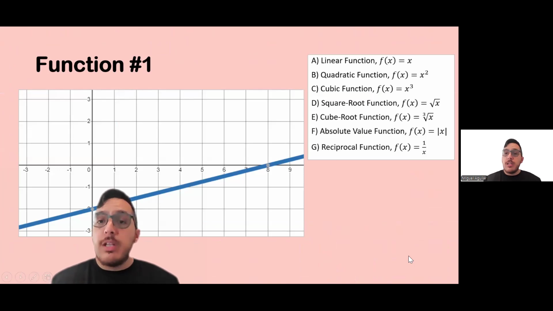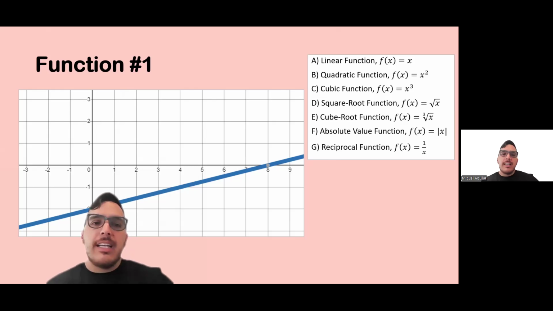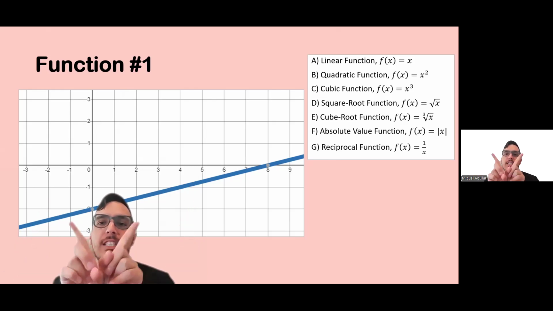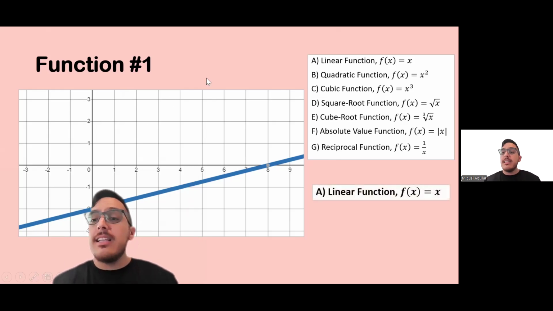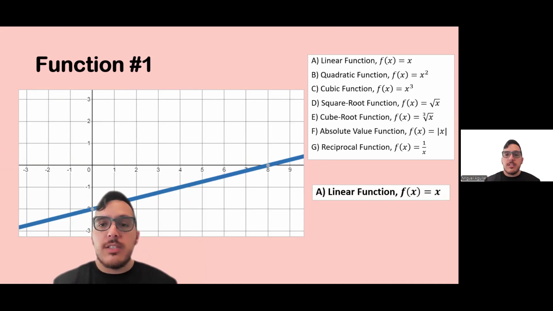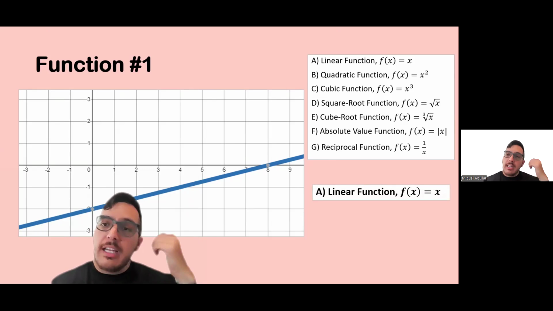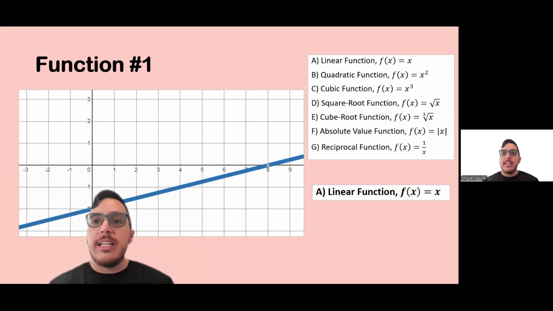Okay, if we look at this first graph, we might ask ourselves, well, what is the general shape of this graph? Is it a line? Is it a U-shaped graph? Is it a V-shaped graph? Is it one of these graphs that has multiple parts? Well, if this is a perfectly straight line, then we need to recognize that this is a linear function. So the identity function f of x equals x, that is the parent of this function. Okay, because it's a perfectly straight line, linear function. That's how you should relate those in your mind.